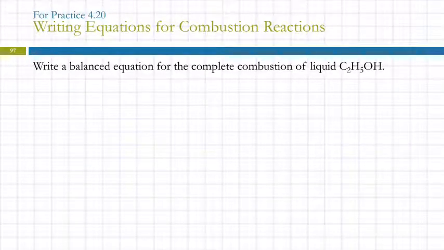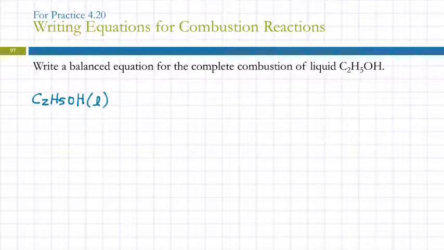So we should be able to do things like this: write a balanced equation for the complete combustion of liquid ethanol, C2H5OH. So C2H5OH. We're told it's a liquid. If it's combusting, what's the other reactant? Oxygen. Oxygen's a gas. This has carbon, hydrogen, and oxygen in it. It's burning. It's going to make CO2 and water because that's what they always do.